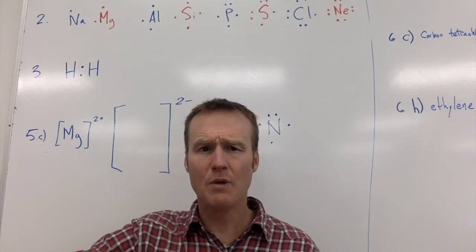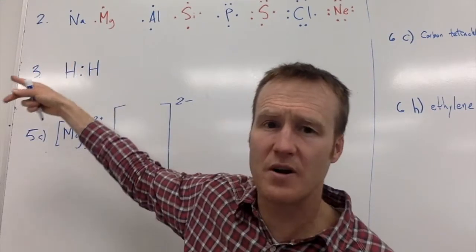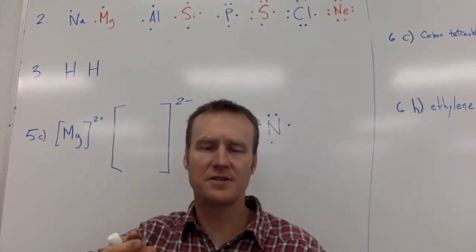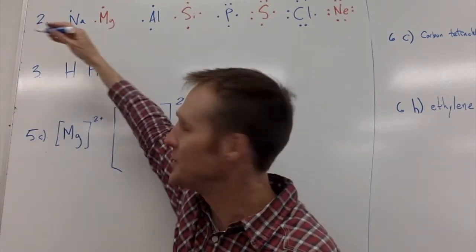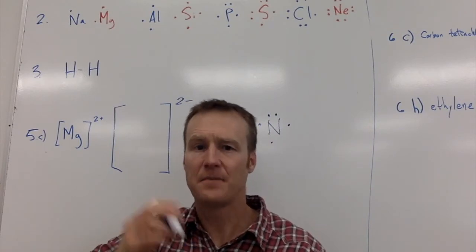Now, when we're drawing Lewis structures, however, you don't want to keep that. A pair of electrons between atoms is a pair in a chemical bond. We show chemical bonds using little lines like that. That's the final answer.